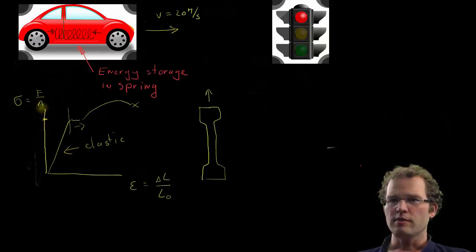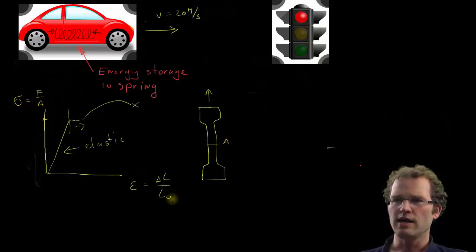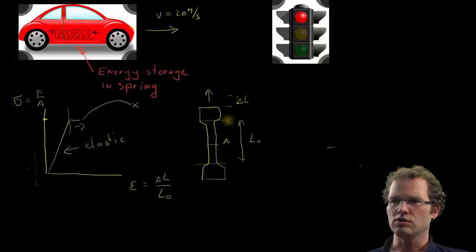First, let me explain something about what's on the axis. This quantity stress is defined as force divided by cross-section area. This is the cross-section area, and the strain is defined by delta L, the elongation, divided by the original length, and this is the original length of the piece that is stretching. So this part is clamped into the machine, so the original length is L0.